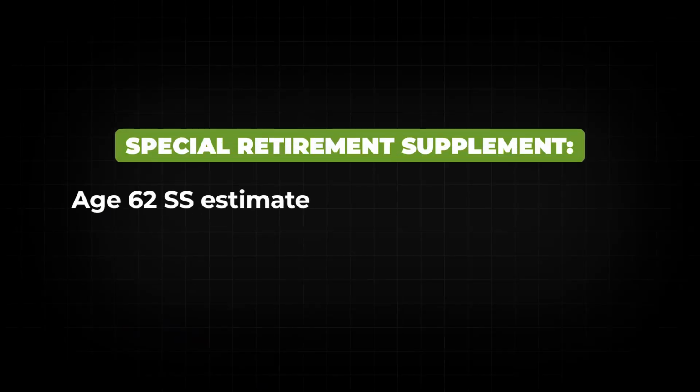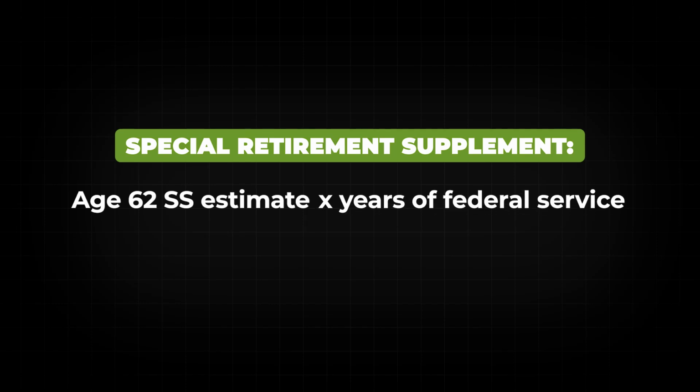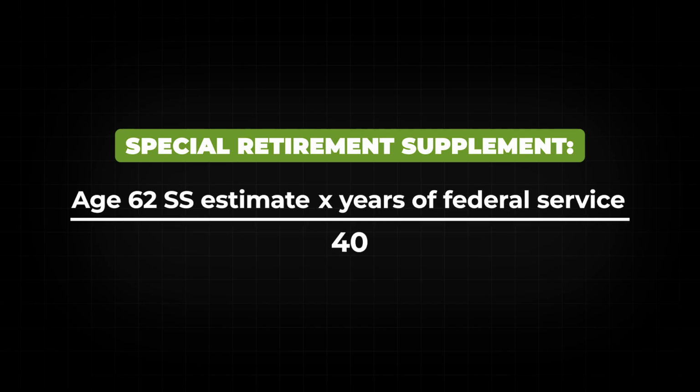This is not exact, so you're going to want to check with the agency to get the actual calculations, but you can take your age 62 Social Security estimate times the number of years of federal service you have, divided by 40. That'll give you a pretty quick estimate of what your SRS could look like if you're eligible.